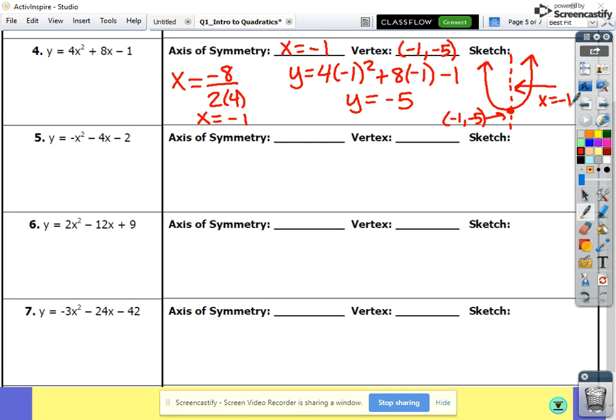Now let's try the next example. Notice the a value for number 5 is negative. That means that when you draw your parabola, it's going to be opening downward.